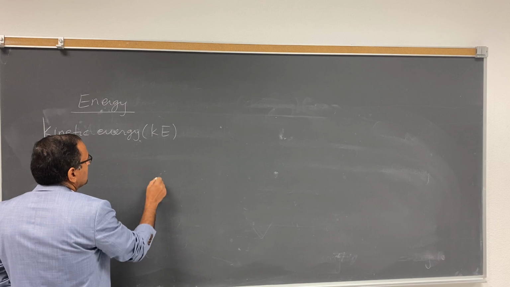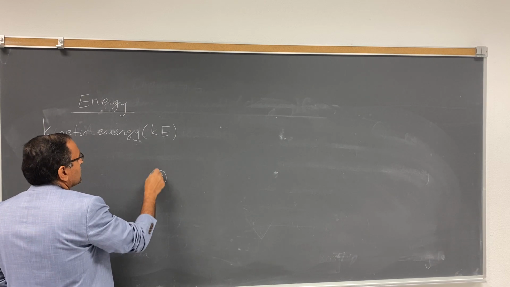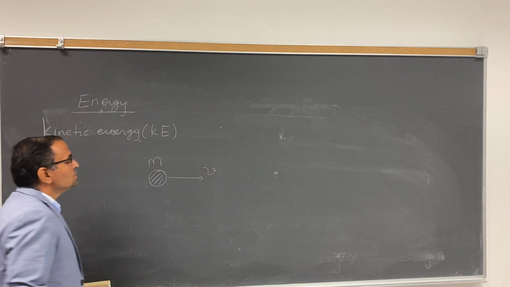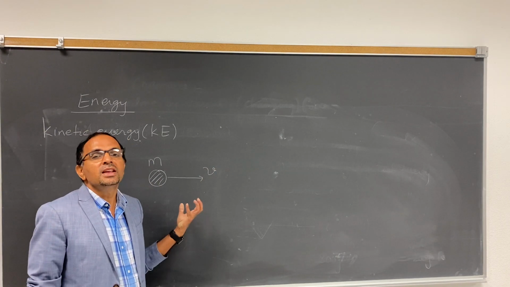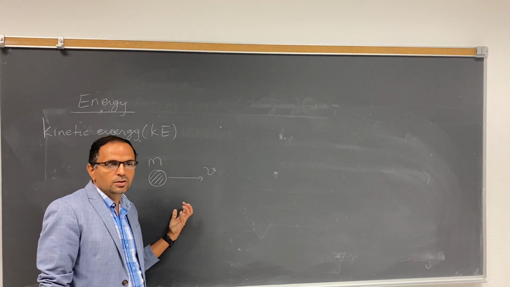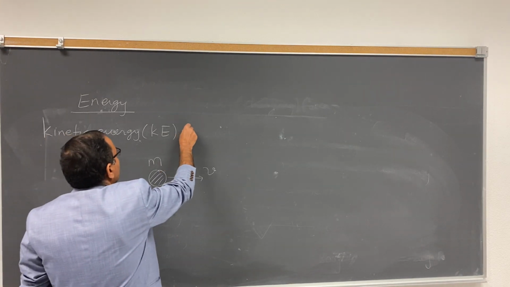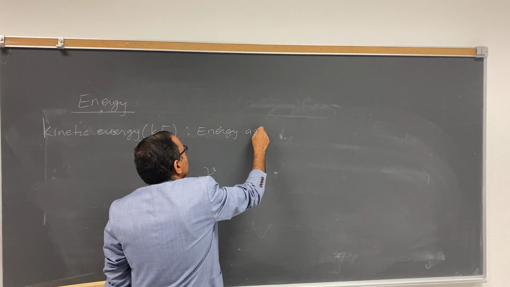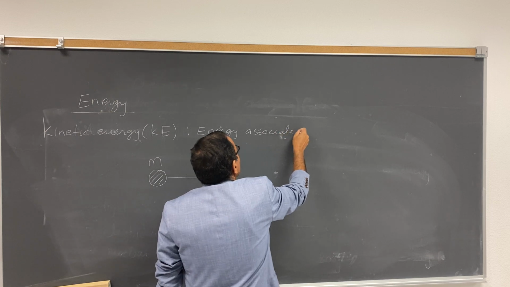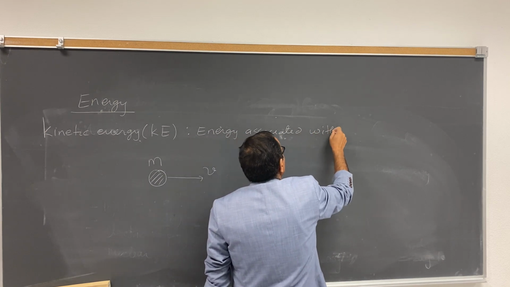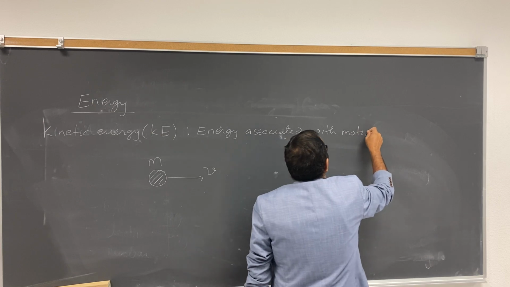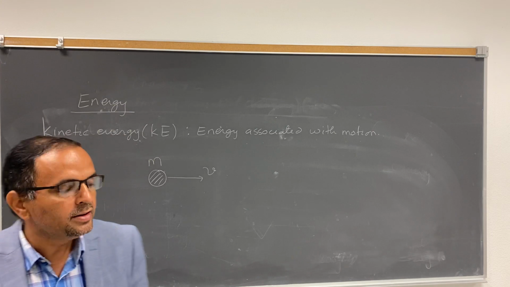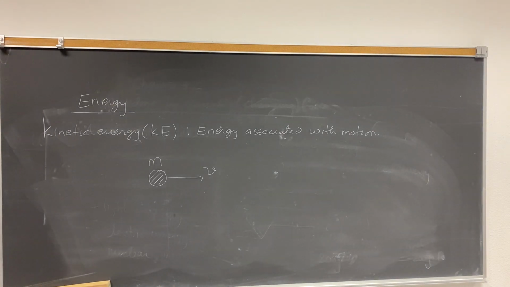Let us suppose this is the object. The object has a mass m, and this object is moving with a speed v. So this object possesses some energy if it is in motion. Simply, the kinetic energy is the energy associated with motion. This is your kinetic energy. If the object is in motion, it has some energy. That energy is called the kinetic energy.